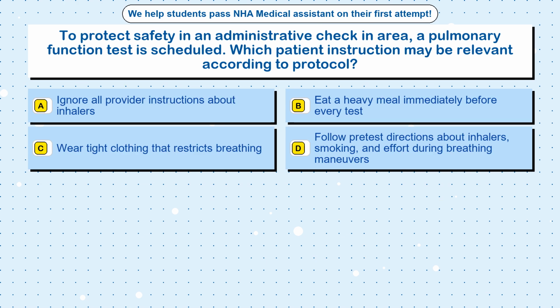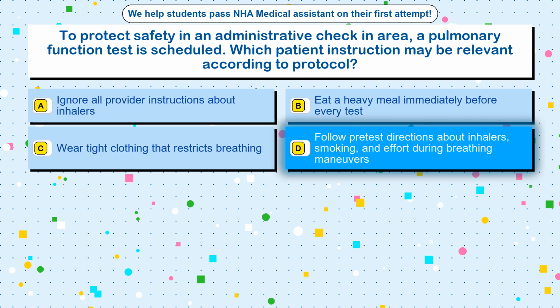Question 49. To protect safety in an administrative check-in area, a pulmonary function test is scheduled. Which patient instruction may be relevant according to protocol? Option A. Ignore all provider instructions about inhalers. Option B. Eat a heavy meal immediately before every test. Option C. Wear tight clothing that restricts breathing. Option D. Follow pre-test directions about inhalers, smoking, and effort during breathing maneuvers. The correct answer is option D.